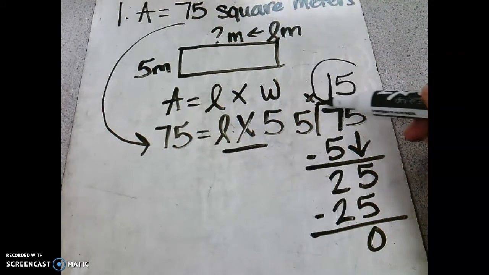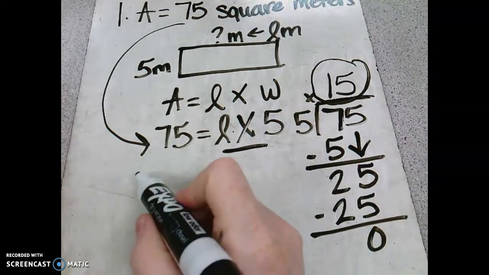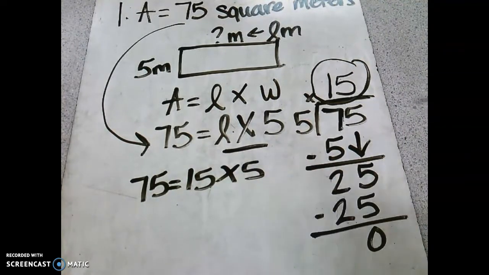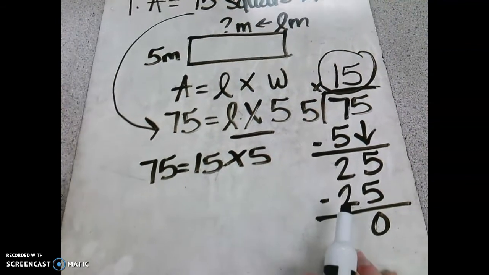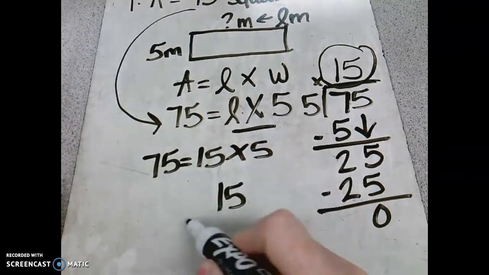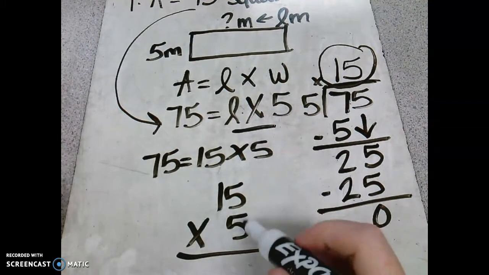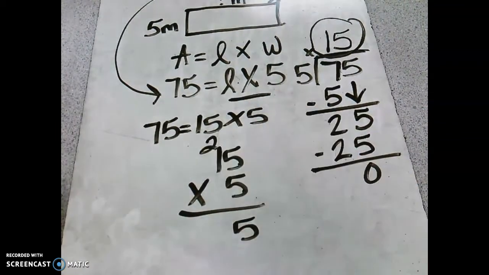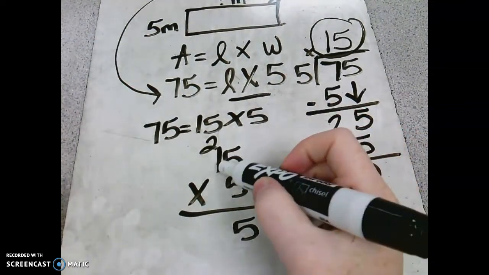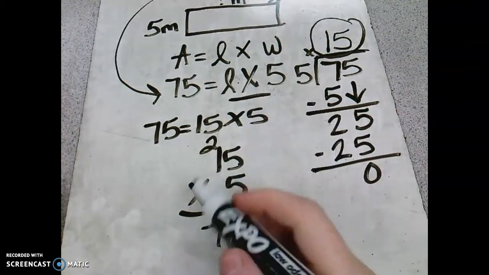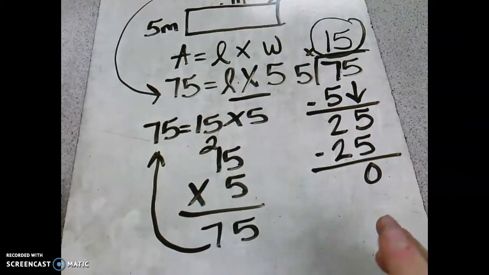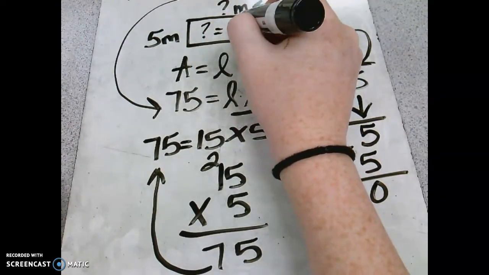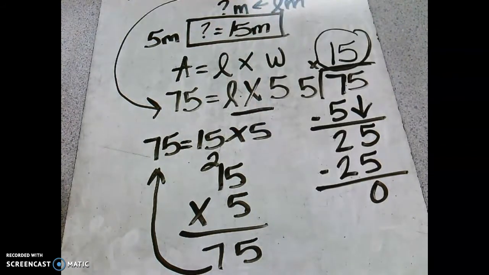So this top number that we just figured out is going to be our length. 75 equals 15 times 5. Let's double check our work to make sure we got the correct answer. 15 times 5. What is 5 times 5? 25. Good job. 5 times 1 is 5 plus 2 is 7. Is 75 the same as that? It is. So our missing number is 15 meters. Okay?